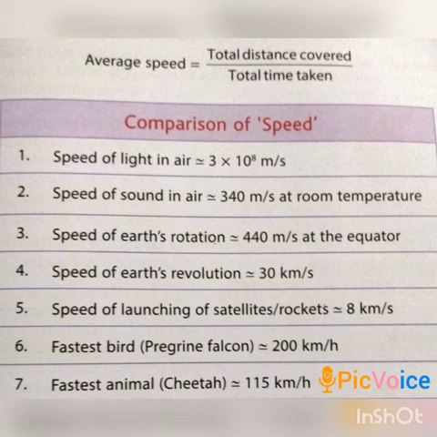Speed of Earth's revolution is 30 km per second. Speed of launching of satellites or rockets is 8 km per second. The speed of the fastest bird, which is the peregrine falcon, is 200 km per hour, and the speed of the fastest animal, which is the cheetah, is 115 km per hour.